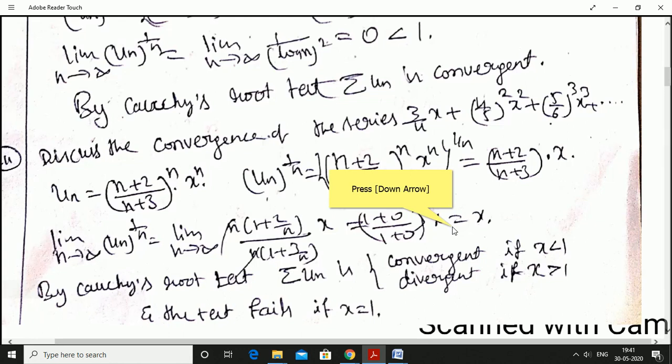I hope you understand the problems on Cauchy's root test. This test is applicable when the given nth term of the infinite series is of the form f of n to the power of g of n.